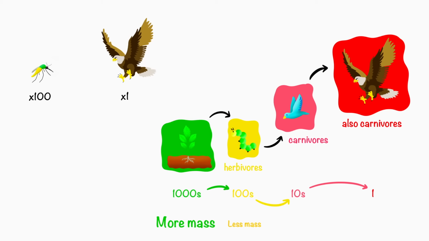Counting individual organisms can be deceptive. Imagine 100 fleas feeding on the eagle. Though greater in numbers, the fleas' combined biomass remains tiny compared to their host.